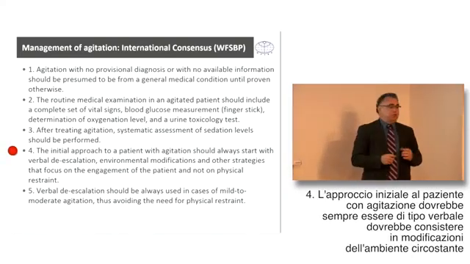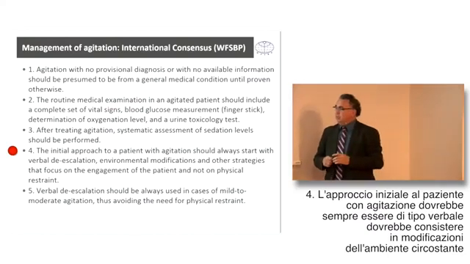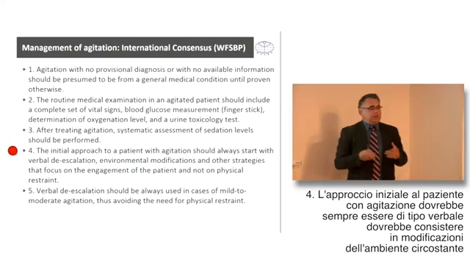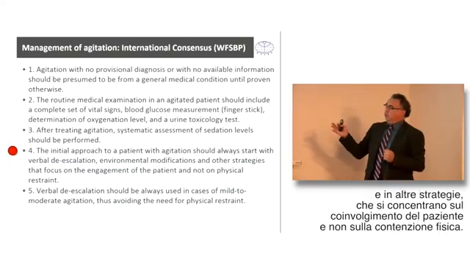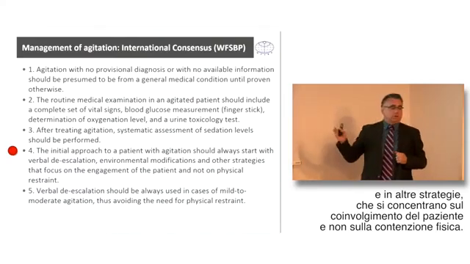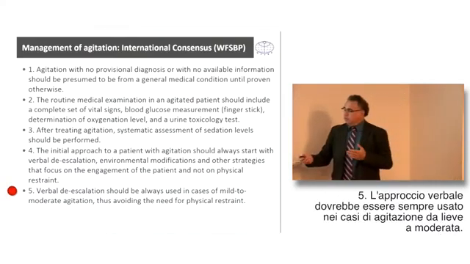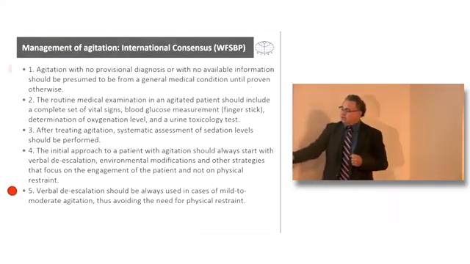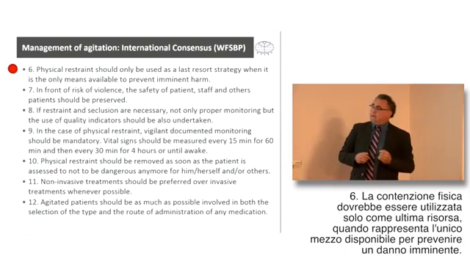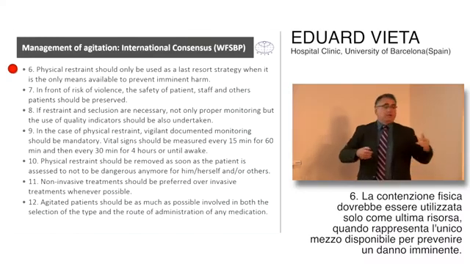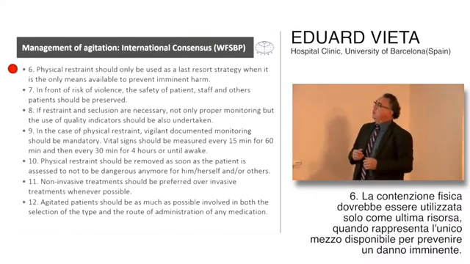The fourth recommendation of this panel was that the initial approach to a patient with agitation should always start with verbal de-escalation. This means environmental modifications and other strategies that focus on the engagement of the patient and not on physical restraint. The fifth recommendation was that verbal de-escalation should always be used in cases of mild to moderate agitation. The sixth recommendation was that physical restraints should only be used as a last resort strategy. So again, this is the same message in different ways: when it is the only means available to prevent imminent harm.